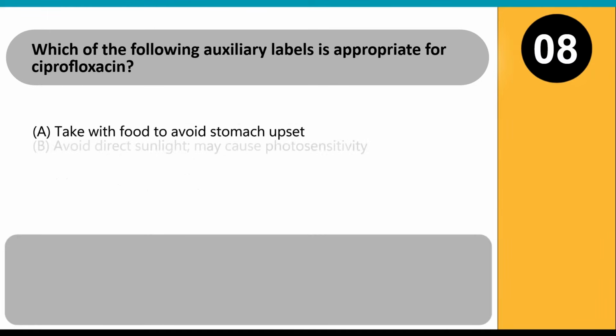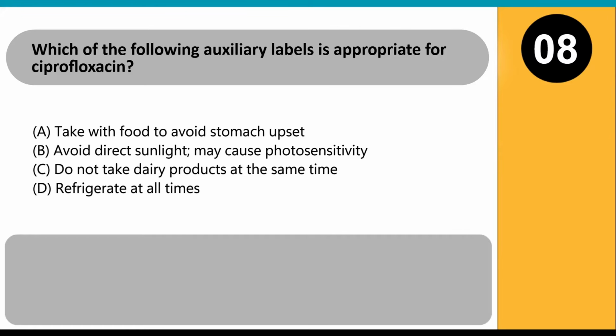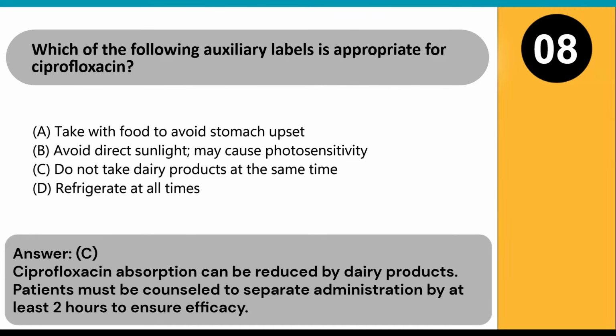Which of the following auxiliary labels is appropriate for ciprofloxacin? A. Take with food to avoid stomach upset. B. Avoid direct sunlight, may cause photosensitivity. C. Do not take dairy products at the same time. D. Refrigerate at all times. Answer, C. Ciprofloxacin absorption can be reduced by dairy products. Patients must be counseled to separate administration by at least 2 hours to ensure efficacy.